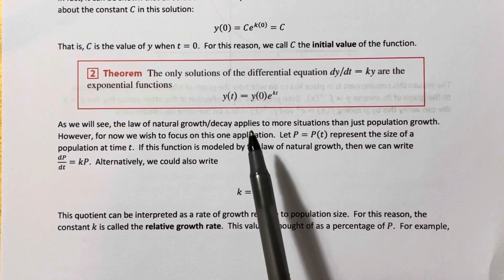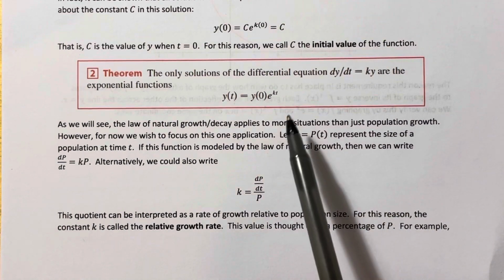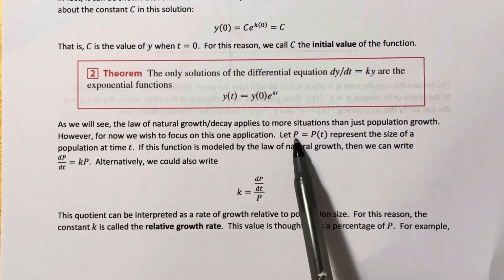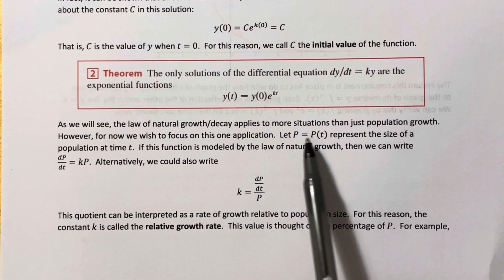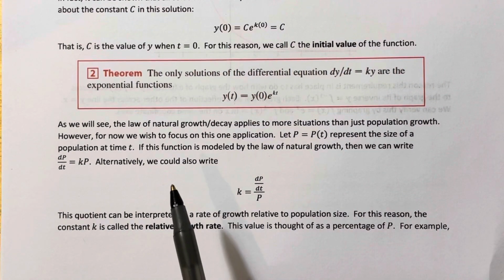Looking a little bit deeper into this, the number k that appears here also has some important meaning, particularly in the context of population growth. If we're assuming that we're talking about a population function, instead of calling it y, let's call it something a little bit more relevant. Let's call it capital P for population, P equals P of t. Let's suppose that this function represents the size of some population at time t.